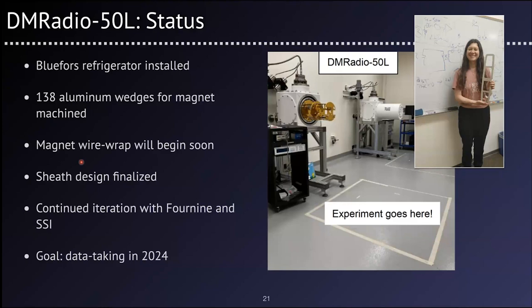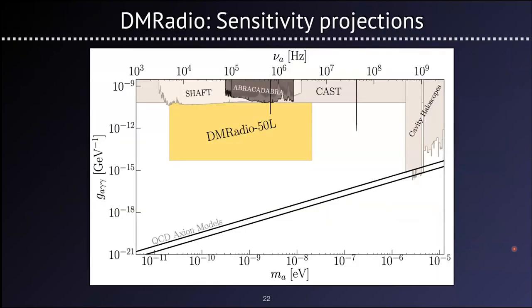And so our goal is ultimately to be taking data with 50 liter by 2024. And so you can see in the picture where this experiment will go. You can see our Blue Force dilution refrigerator, which has already been installed, and the space in which we'll put the cryostat. And so 50 liter, presuming everything goes well, intends to cover this part here shown in yellow of the axion parameter space.